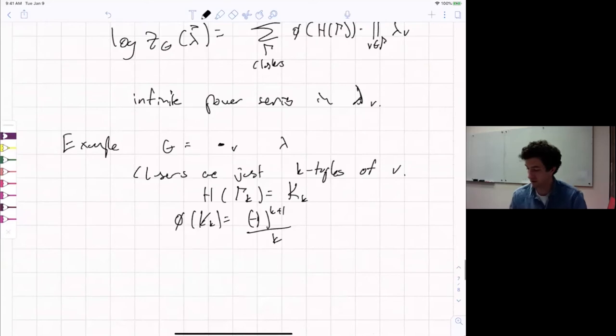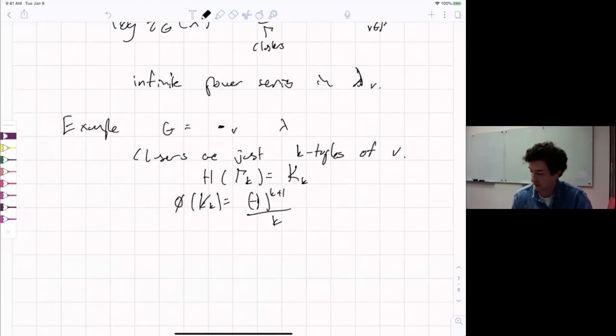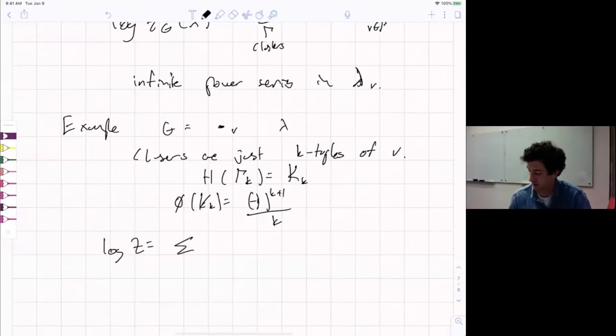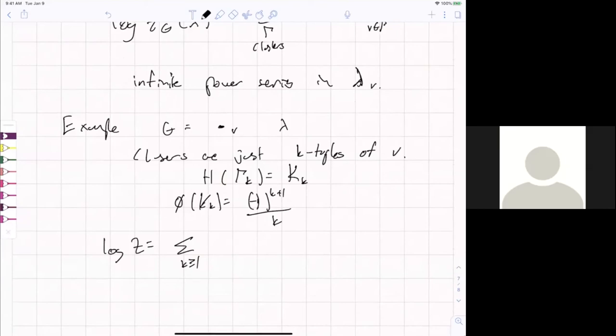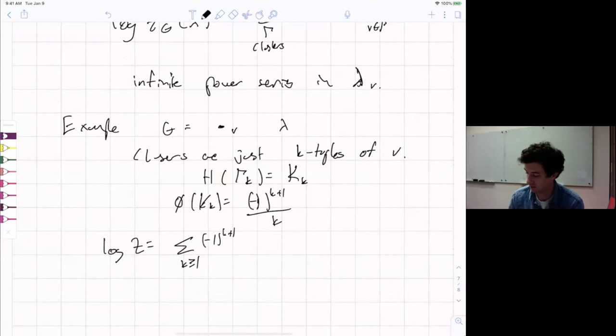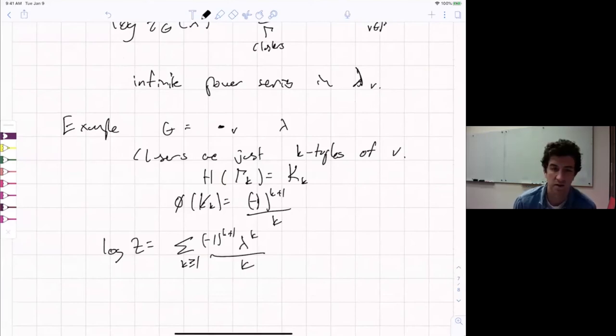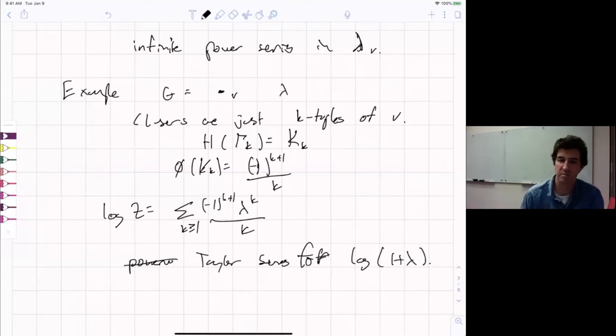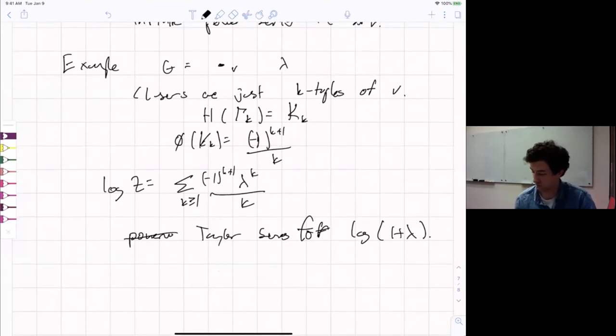Okay, good. And so here's the Ursell function for the clique. And so what does that say? That says that log Z is the sum over k greater than or equal to 1 of (-1)^(k+1) lambda^k over k. Of course, this is just the Taylor series for log of 1 plus lambda, as we would like. But just to show you that it really is a Taylor series, and it's what you would expect.